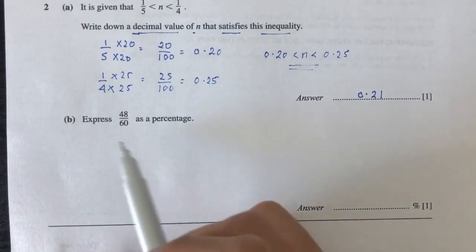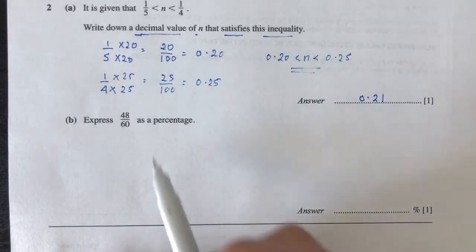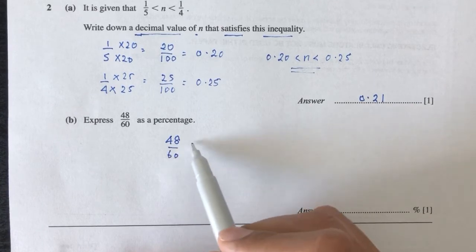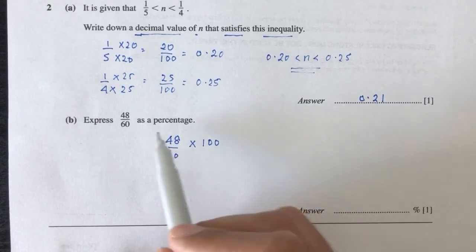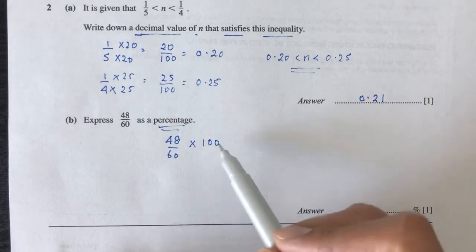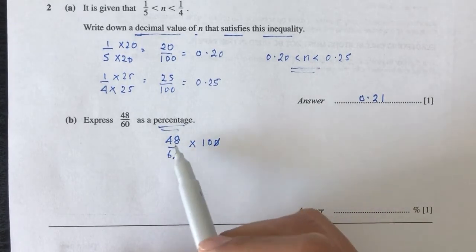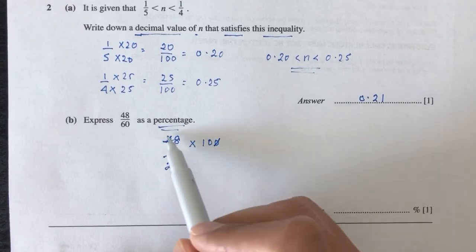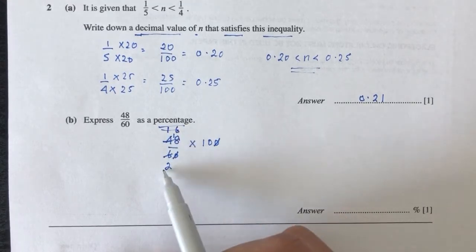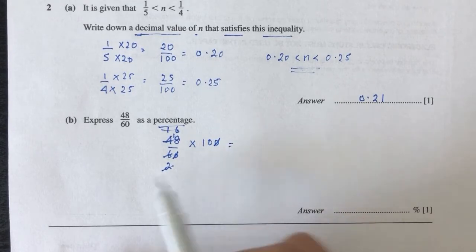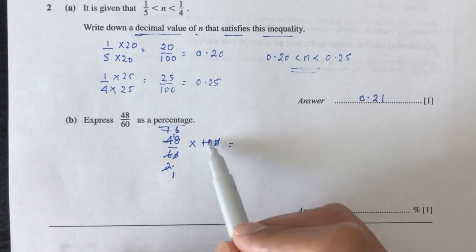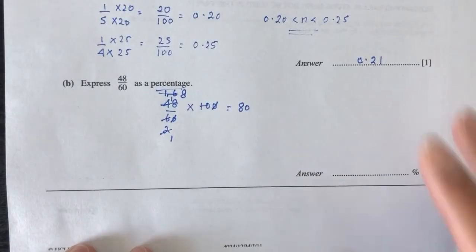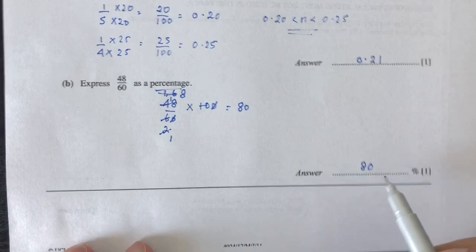Part B, express this as a percentage. So how do you do this? It's pretty easy. We do 48 over 60. We just have to multiply by 100 to express this as a percentage. So we cut, and then we can divide by 3. 3 will be 2 here, 1. 16 divided by, let's do this, by 2 we'll get 1. Let's do 8. So 8 times 10 will be 80. So your answer will be 80% for part B.